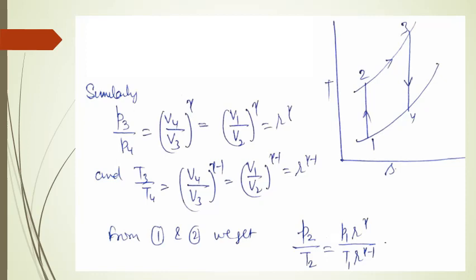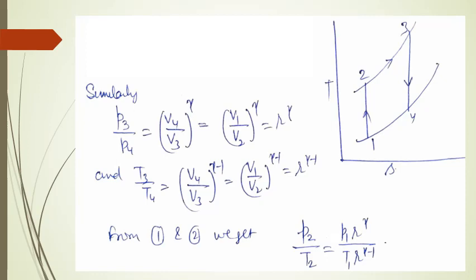Similarly, we have the relation between temperature and volume as expressed in the equation on the slide. T3 upon T4 is equal to V4 upon V3 raised to power gamma minus 1, as V4 is equal to V1 and V3 is equal to V2. The final expression is T3 upon T4 is equal to r raised to power gamma minus 1. And on this slide we have shown the TS diagram also.